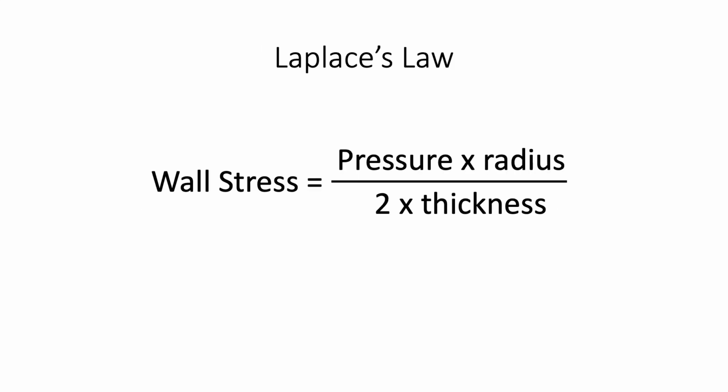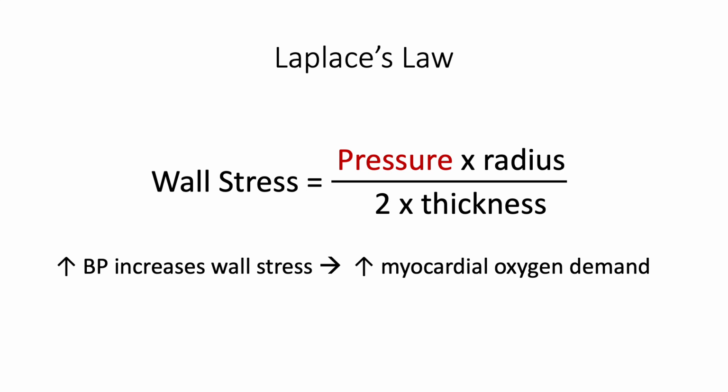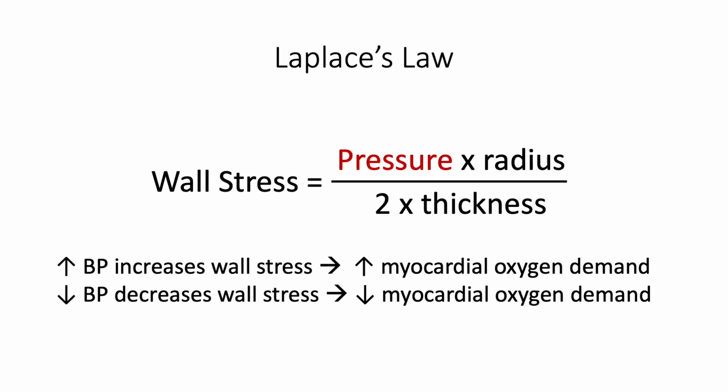Ventricular wall stress is defined by Laplace's law, where wall stress is directly proportional to pressure times radius divided by 2 times the wall thickness. So if you increase pressure, that's going to increase wall stress and increase your myocardial oxygen demand. Whereas if you decrease blood pressure, that will decrease your wall stress and therefore decrease your myocardial oxygen demand.